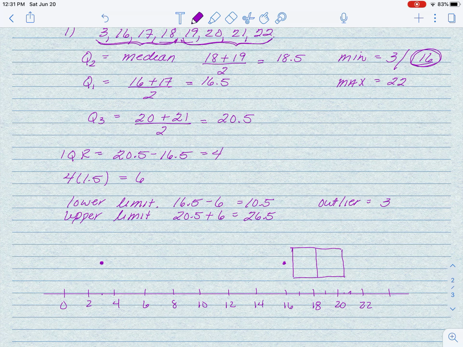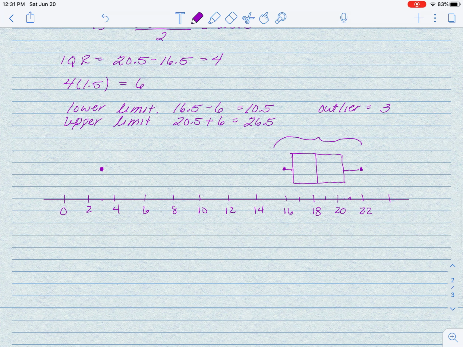Okay, and now I need my maximum, which is 22, and then I connect those. Now I don't connect the outlier. The outlier does not stay connected. All right, so what's our skewedness here? Well, this portion of the graph looks fairly symmetric, but this outlier is pulling everything to the negative side. So I would say this is negatively skewed.